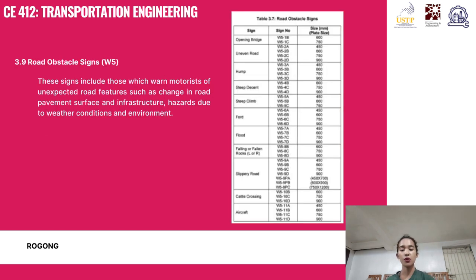So road obstacle signs, or W5, warn drivers of unexpected road features like bumps, dips, slippery surfaces, or obstacles. As we can see, there are various types of road obstacle signs, with their corresponding sign numbers and their standard plate sizes in millimeters.